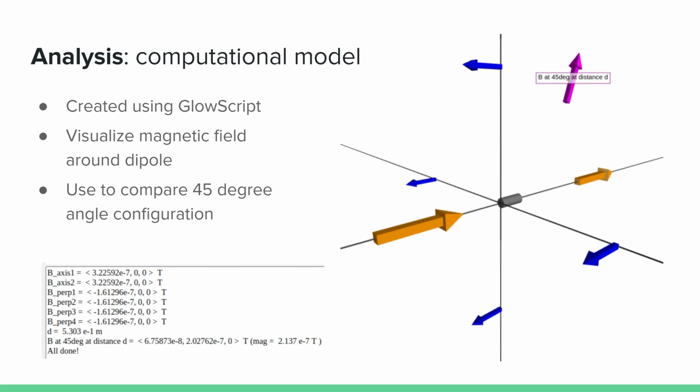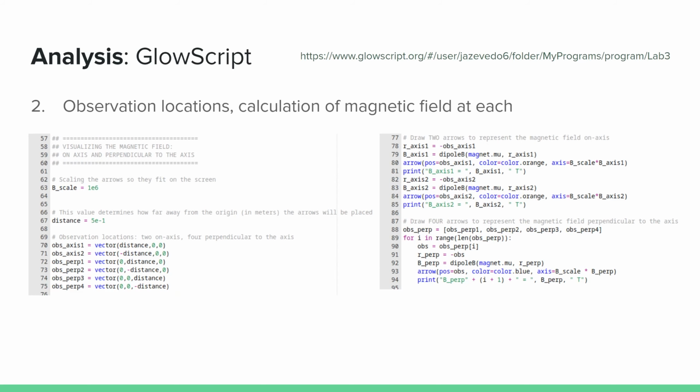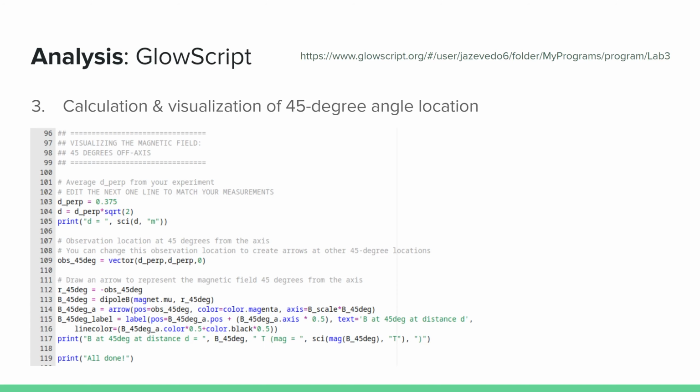With that in mind, I'd like to take a second to walk through the major components of the GlowScript code. First, the script includes physical constants, creates a visualization of the magnetic dipole as a cylinder at the origin, and defines some helper functions. Then it defines 6 different observation locations and calculates the magnetic field created by the magnetic dipole at each location. Finally, it calculates and visualizes the magnetic field at the same location, distance-wise, used during the experiment to find the magnetic field at a 45-degree angle off-axis location.